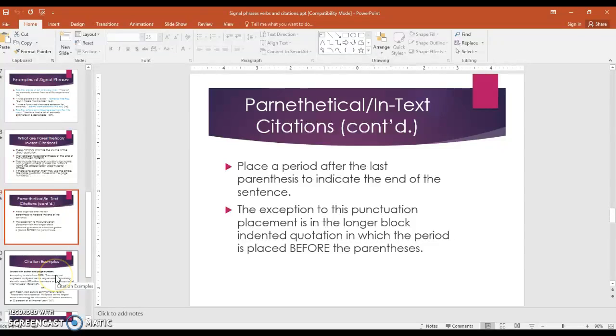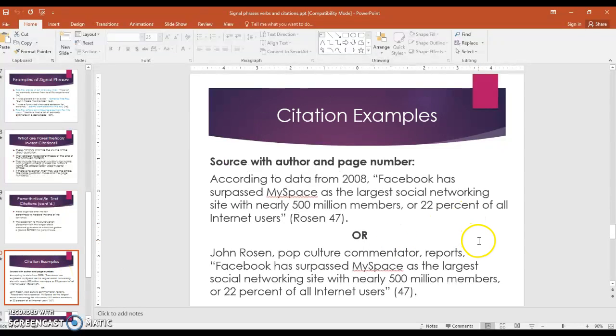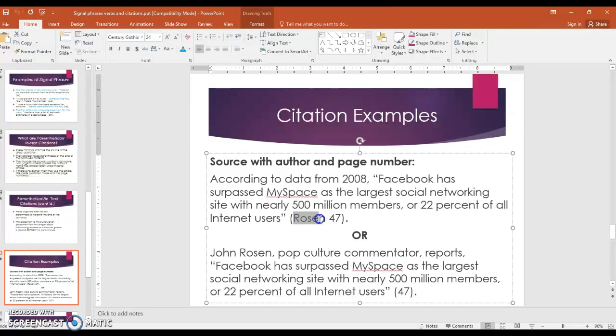All right, so here's some citation examples. This is for a source with an author and a page number. According to data from 2008, quote, Facebook has surpassed MySpace as the largest social networking site with nearly 500 million members, or 22% of all internet users. Parenthetical citation: author's last name, page number. Notice in MLA we don't put a comma or any other type of punctuation inside our parenthetical citation, and our period is at the end. We did not put a period earlier because the end of our sentence is after the parenthetical citation. So that's why the period comes there.